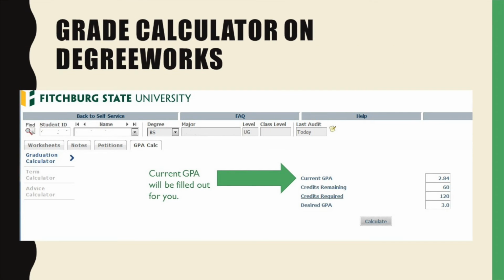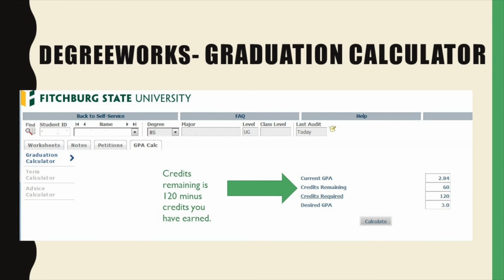Now let's take a few minutes to look at the grade calculators available on DegreeWorks. This first function allows you to see what grades you must earn in your remaining courses to achieve a particular GPA by graduation. Start by putting your current GPA in the first box. In the next box, put the number of credits you have left before graduation. This can include any classes you're currently taking.